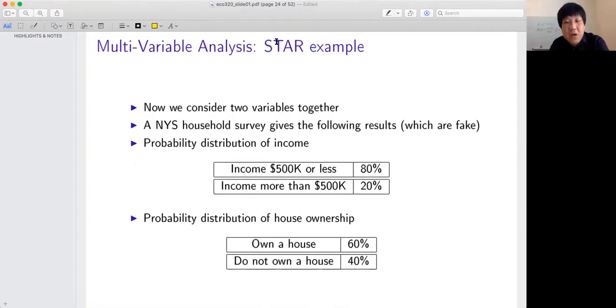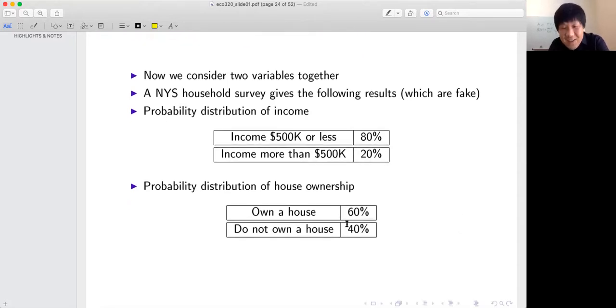This is another type of multivariable analysis, for example using STAR. I don't know whether you know the STAR example. A New York State household survey gives the following results, and of course these are fake. Income of 500K or less is 80%, and income above 500K is 20%. That's a lot, 20% of people making 500,000 per year. I just made it up. And 60% own a house and 40% do not own a house. Let's say these are frequencies or probabilities you got from the data.